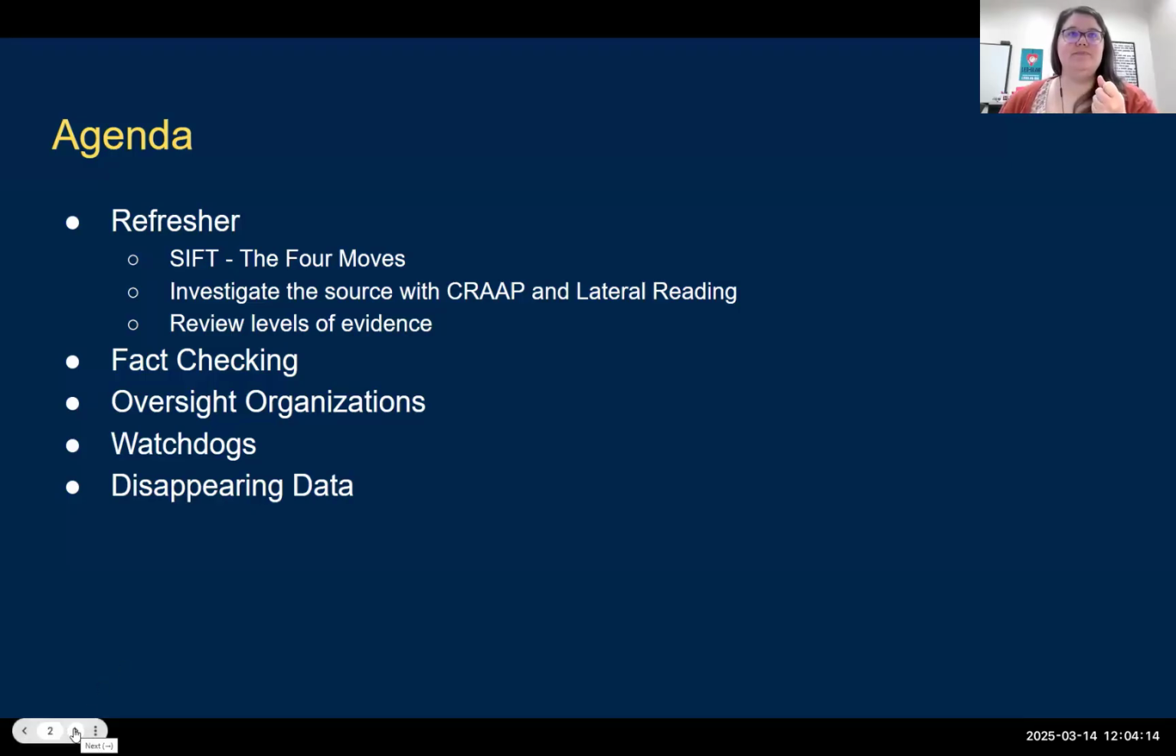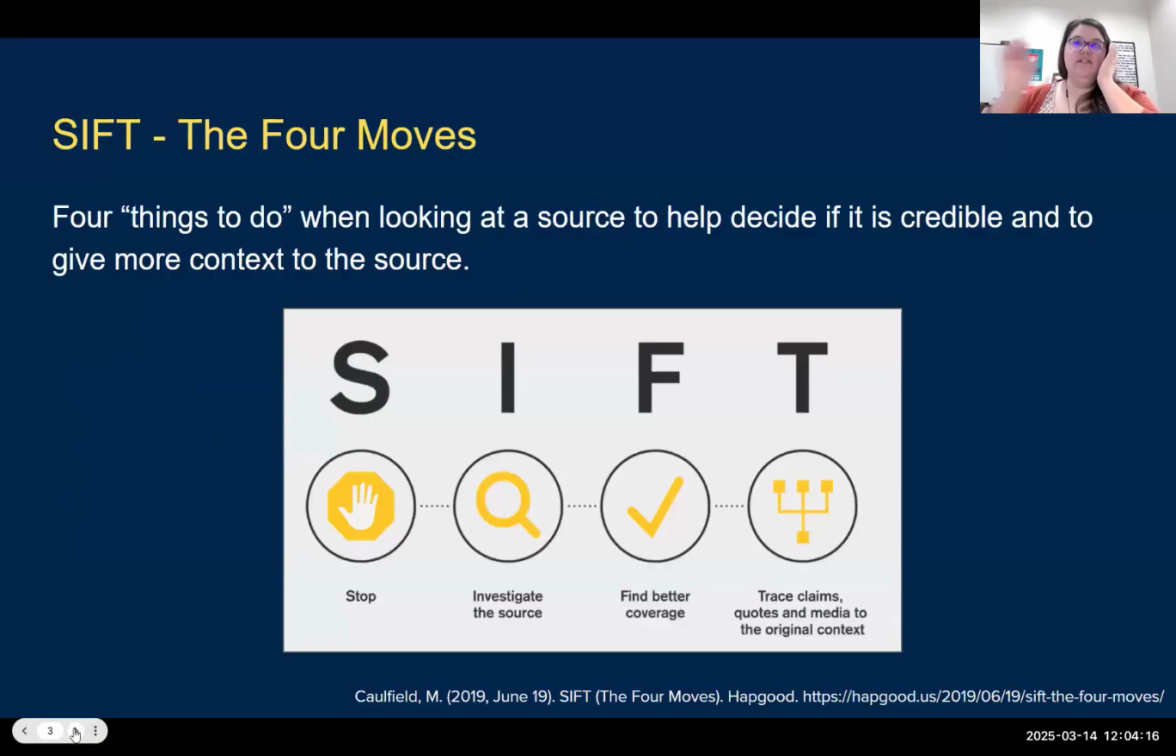All right, so first off, SIFT. These are the things to do when you're looking at a source of information to help decide if it's credible or not, and also to give the source more context. So this was developed by Mike Caulfield in 2019. He's a really big researcher when it comes to misinformation and media literacy.